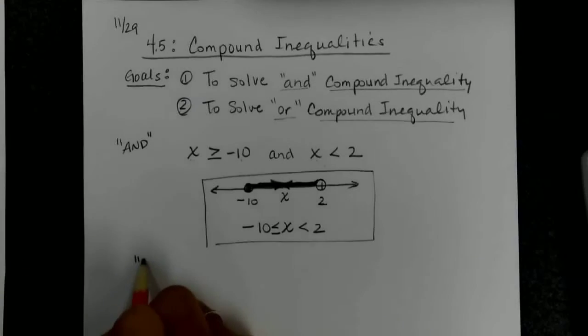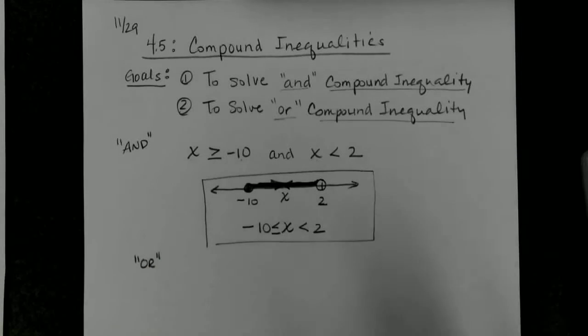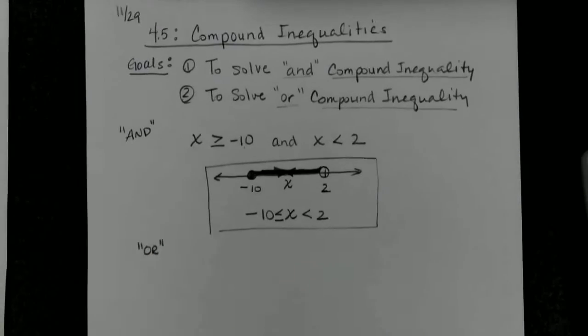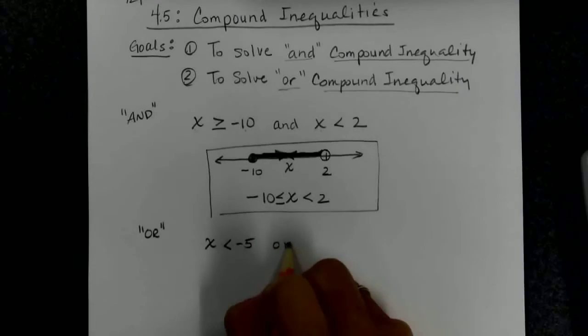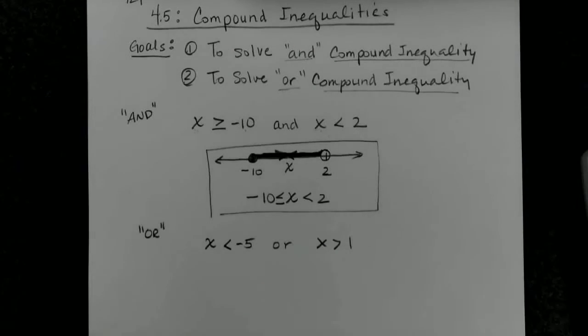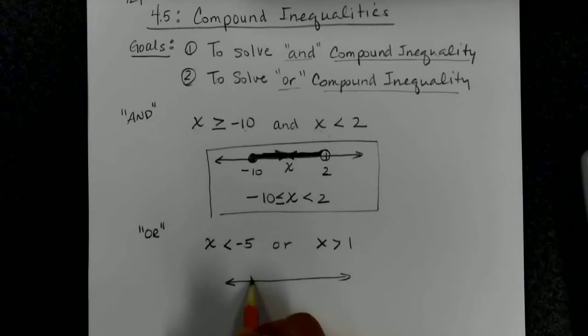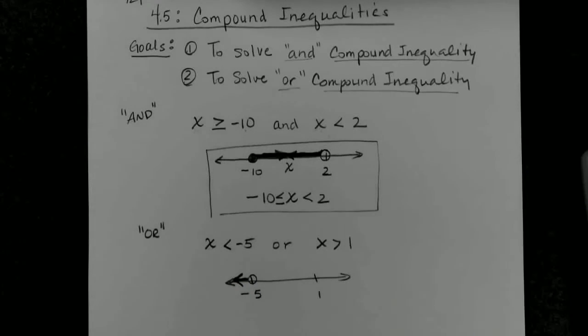Then "or" will meet either of the inequalities. So if I have x is less than negative 5 or x is greater than 1, I want these x values to meet either this condition or this condition. It doesn't have to meet both. So when we bring this together to graph on the same number line, we have negative 5 here and 1 here. Because x is less than negative 5, it's an open circle, so it does not include, and to the left of negative 5 is the less than side.